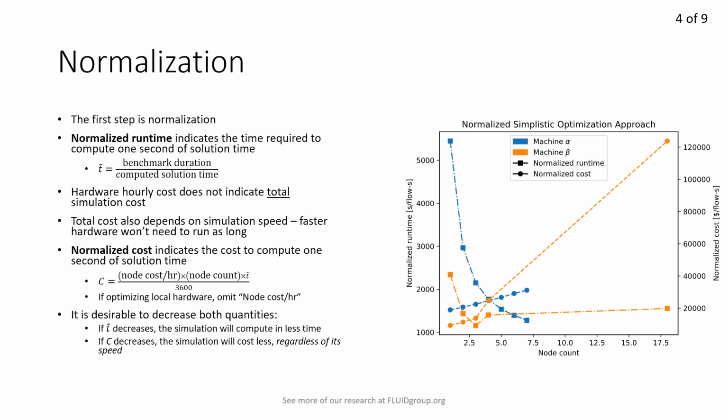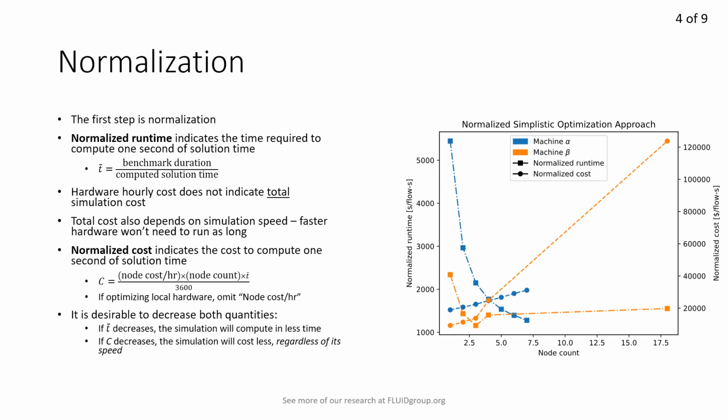Total cost also depends on your simulation speed. So for example, if you switch to faster hardware that was more expensive, it might cost more per hour, but it also wouldn't need to run as long because it's faster. So normalized cost disentangles speed from cost by indicating the cost to compute 1 second of solution time, where it's the node cost per hour times the node count, which is your cluster hourly cost, times the normalized runtime, divided by 3600 to convert from seconds to hours.